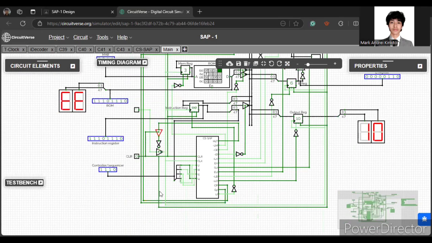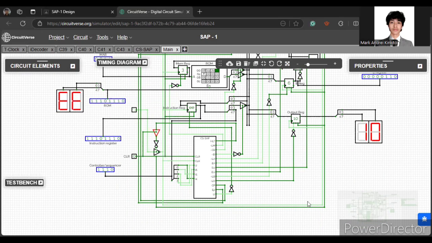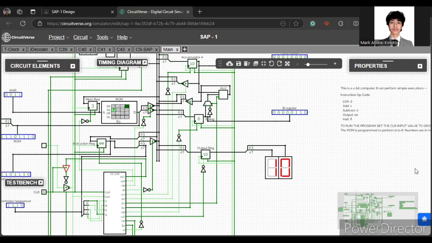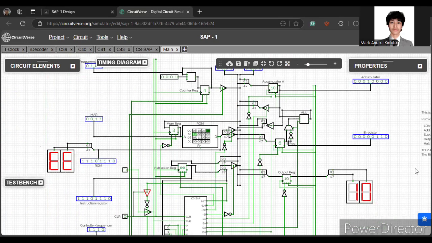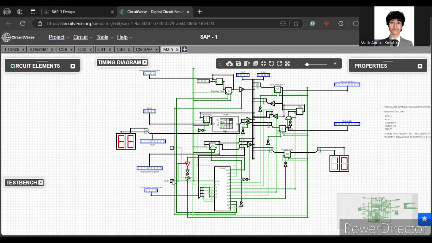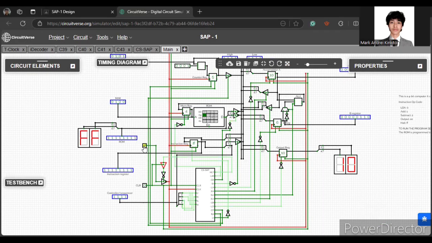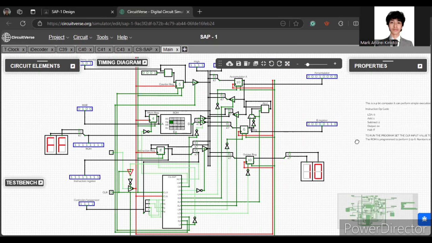Then the last one, as you can see, is 1110, which is output. And the last is FFF, as you can see, this one, which results in halting the whole operation, so even if you click the controller, it doesn't do anything. It's just stopped always. You can see FFF, which is 1111, nothing is happening anymore. So that's how a SAP program works.